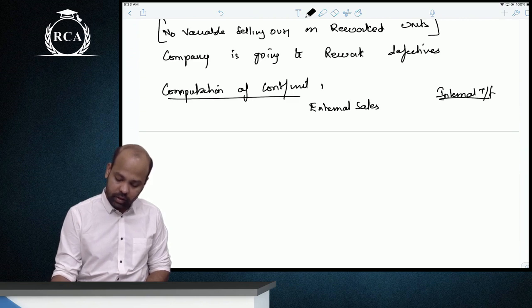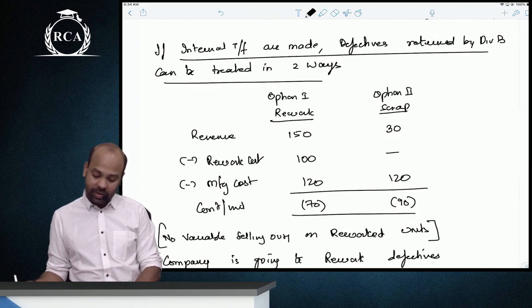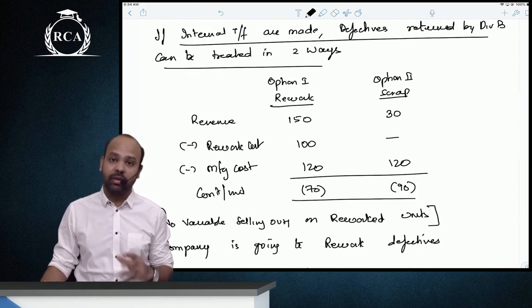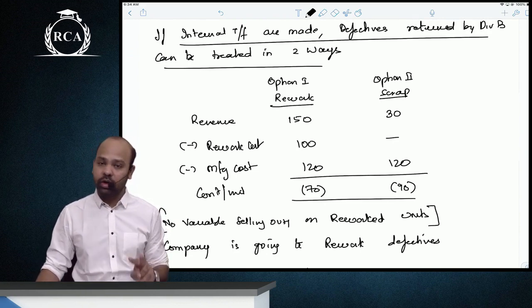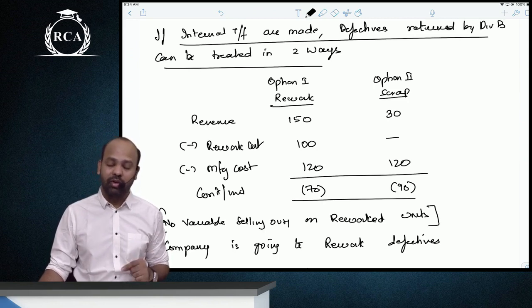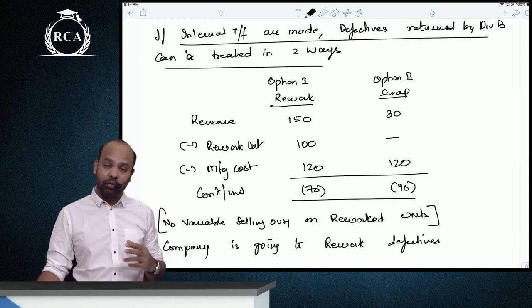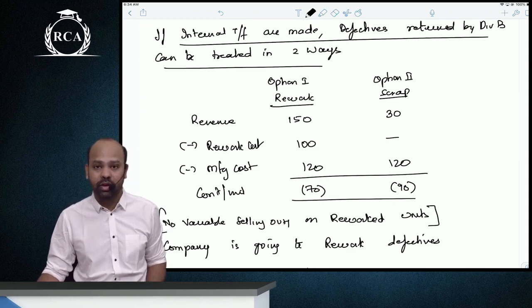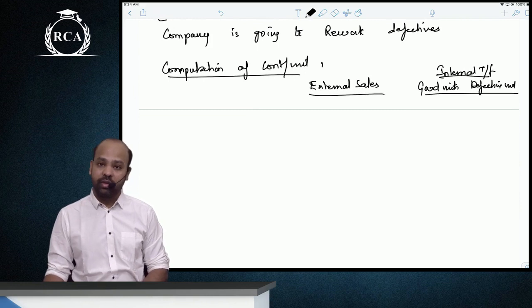Internal transfers will have both good units and defective units. I hope this part is clear guys. First, in case internal transfers are made, division B is going to return defectives. If they are going to return defectives, I will have two alternatives. I will have to either rework the defectives or sell them as scrap. If I am reworking the defectives, my loss would be 70 rupees per unit. If I am selling them as scrap, my loss would be 90 rupees. I will obviously want to minimize my losses and incur a loss of only 70 rupees. And that is where we will say that we would rework the defectives.